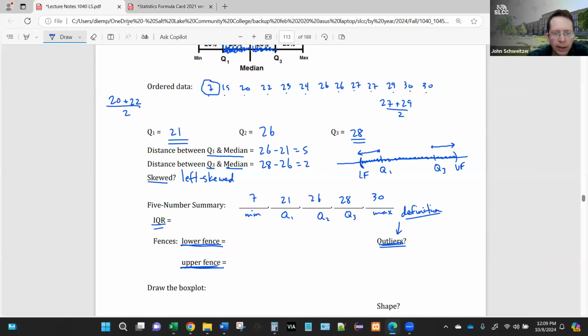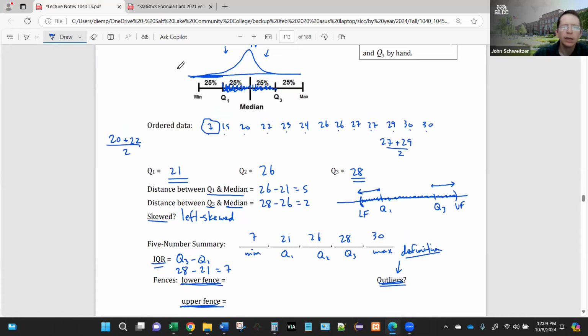Okay, so let's calculate IQR. That's Q3 minus Q1. Q3 is 28, Q1 is 21. So 7 is that spread between Q1 and Q3. So we have a measure of spread here, and we like that. That distance separating the 25th percentile and the 75th percentile for this data set is 7 items.